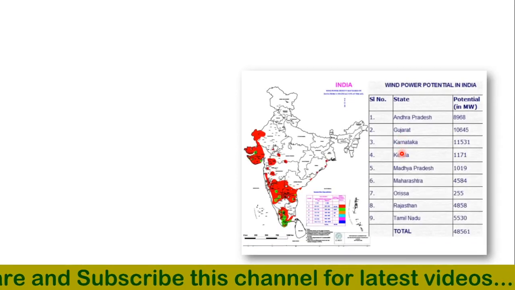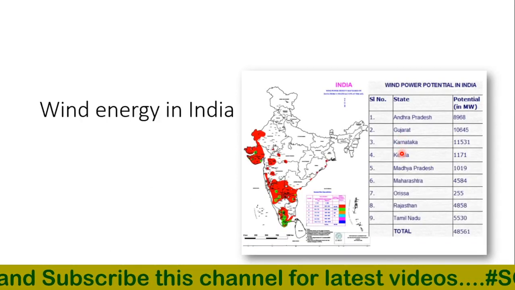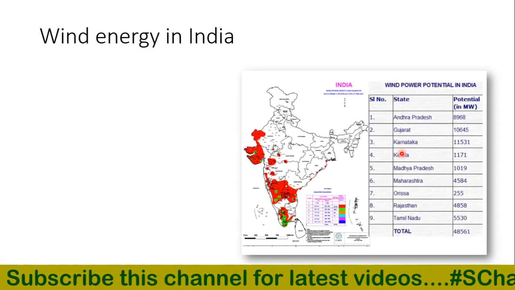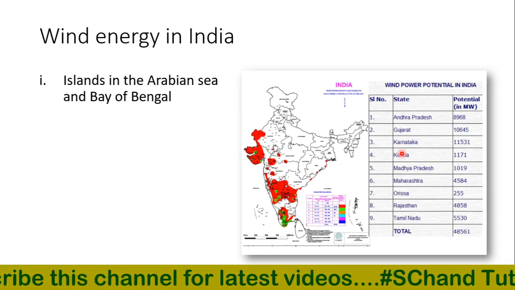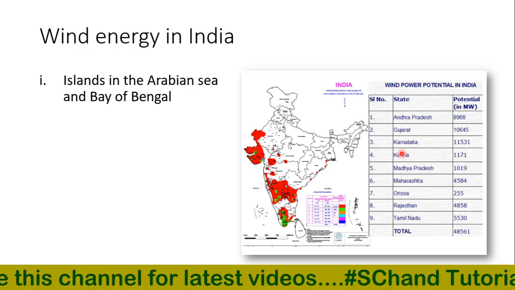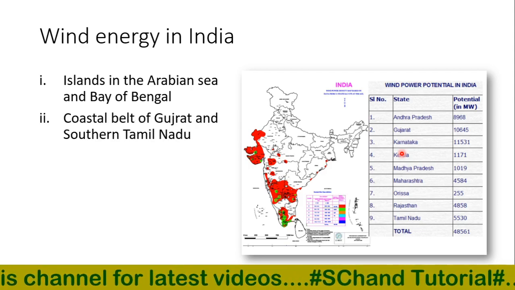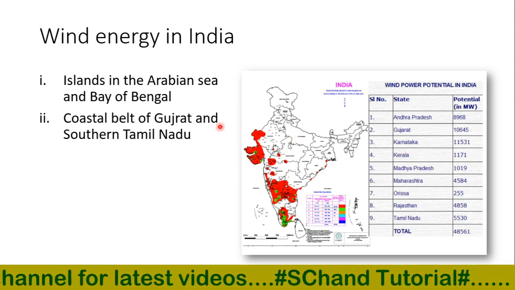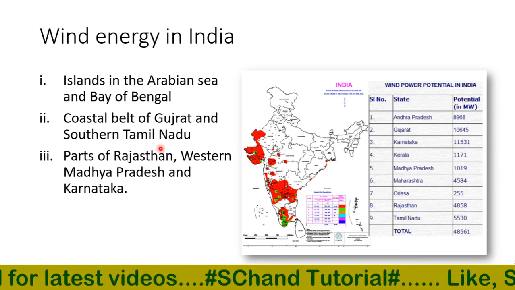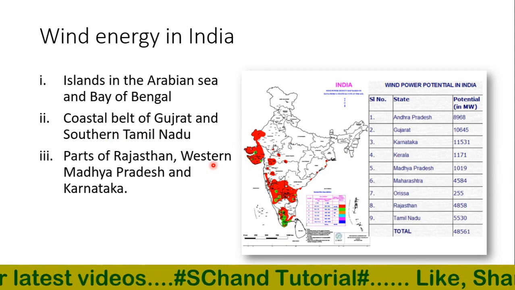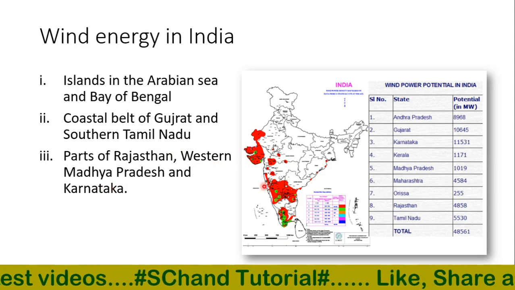Where is the wind energy in India? Where are the wind power plants? They are in the islands of the Arabian Sea and the Bay of Bengal, the coastal belt of Gujarat and southern Tamil Nadu, and parts of Rajasthan, western Madhya Pradesh and Karnataka.